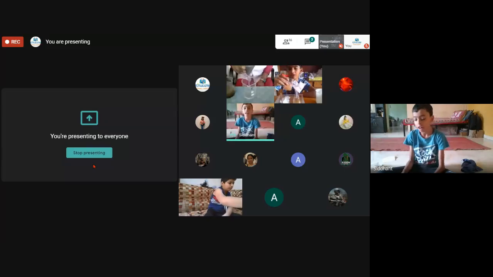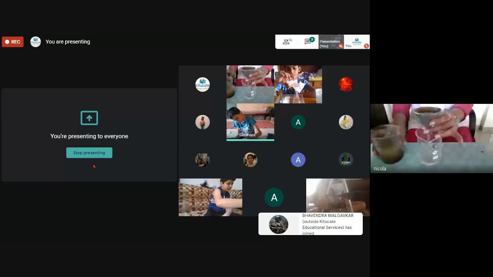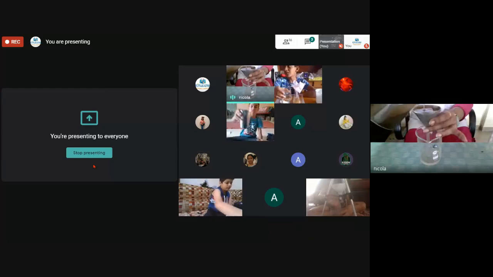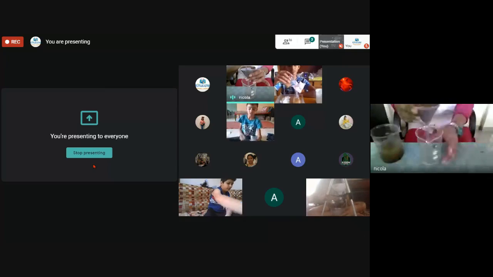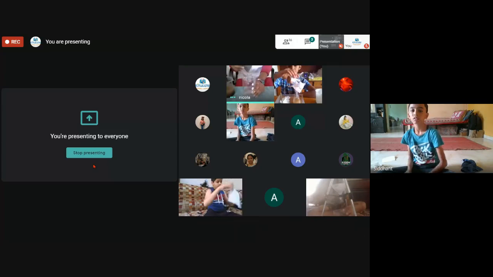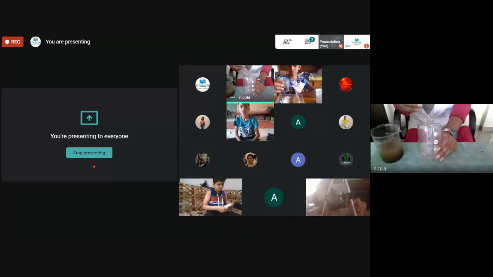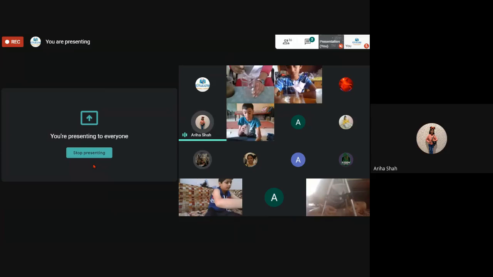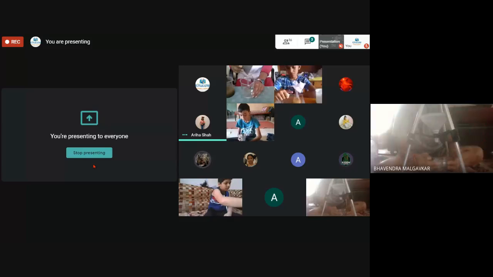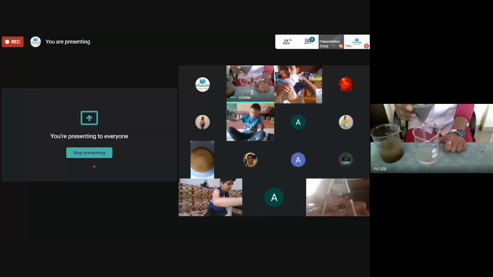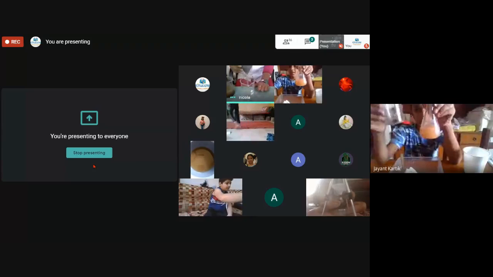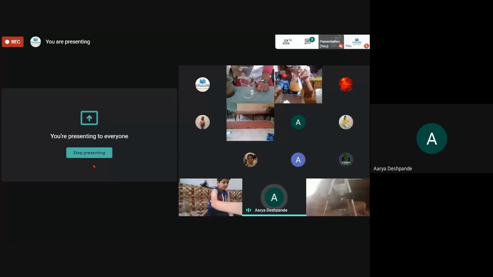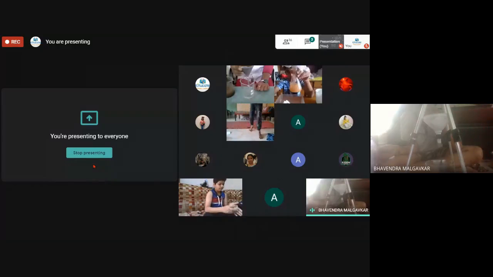Ma'am, the water has filtered. Okay. Can you all observe? See the difference in the water color. Can you all see a difference between the water that you are putting on top and the water below? Ma'am, the water is looking very clean. Yes, it's looking very clean. Okay. So this is how filtration works. Ma'am, the mud is coming to the container and the water is coming.